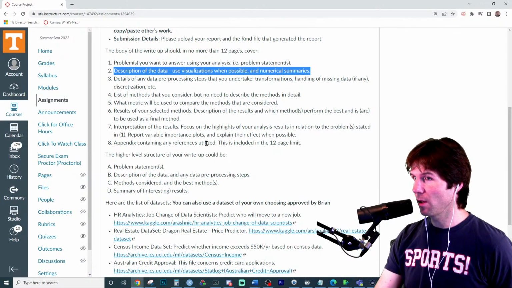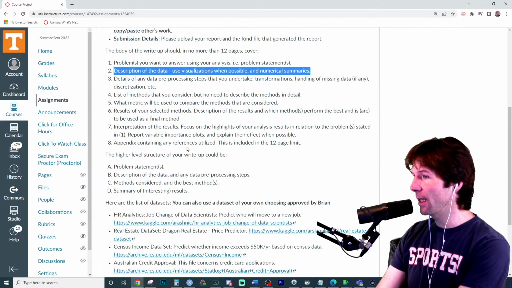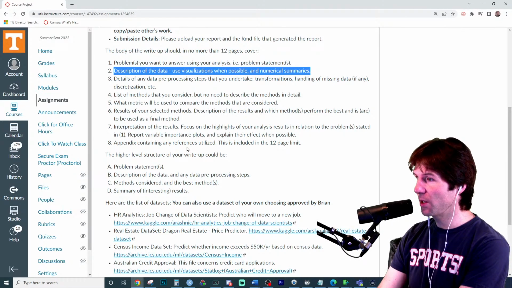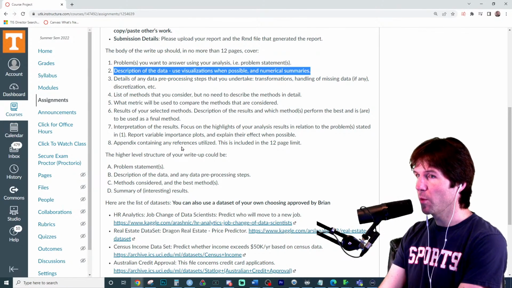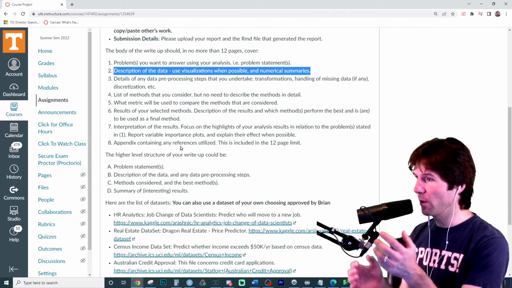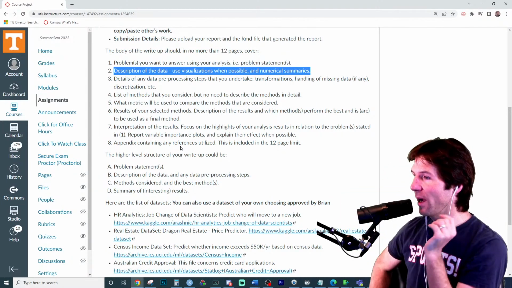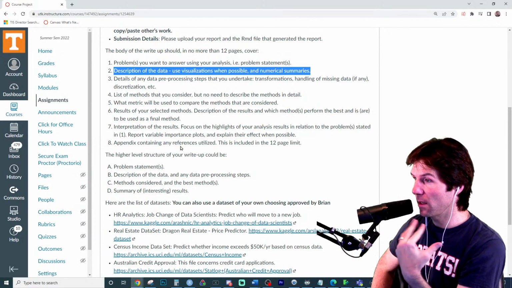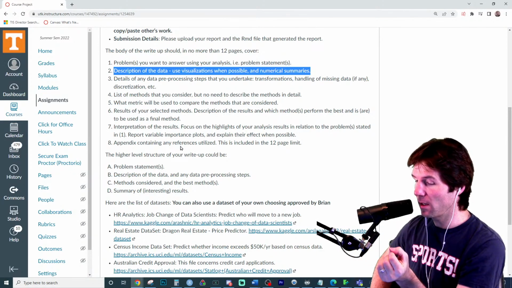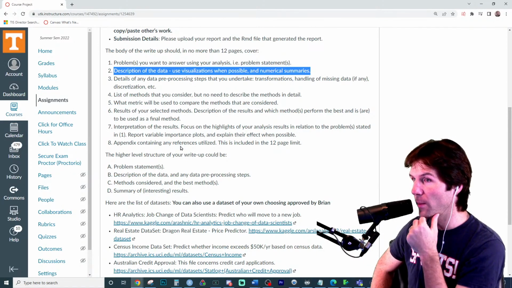So this is what we've been covering a lot through the course. The description of the data is, you need to have someone understand what's going on with this data to start. Before you get into any sort of analysis, you actually have to talk about the data, have people understand. We did a lot of data cleaning. We do some pre-processing here in a moment.